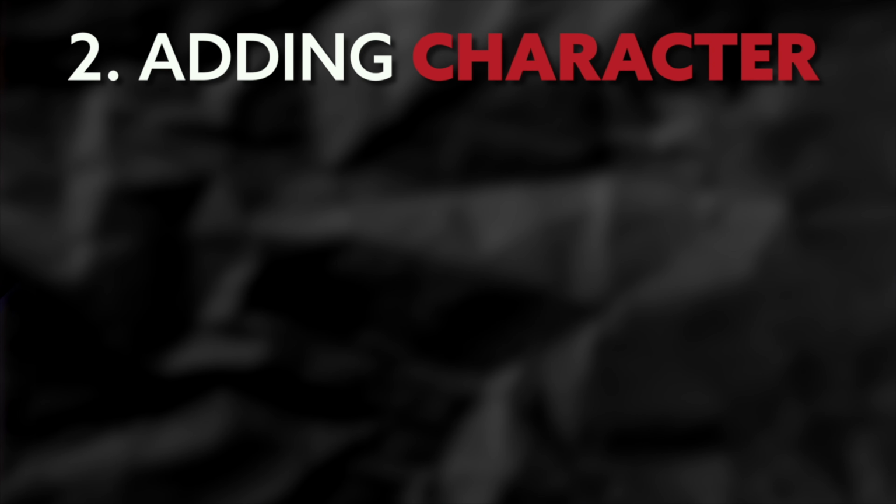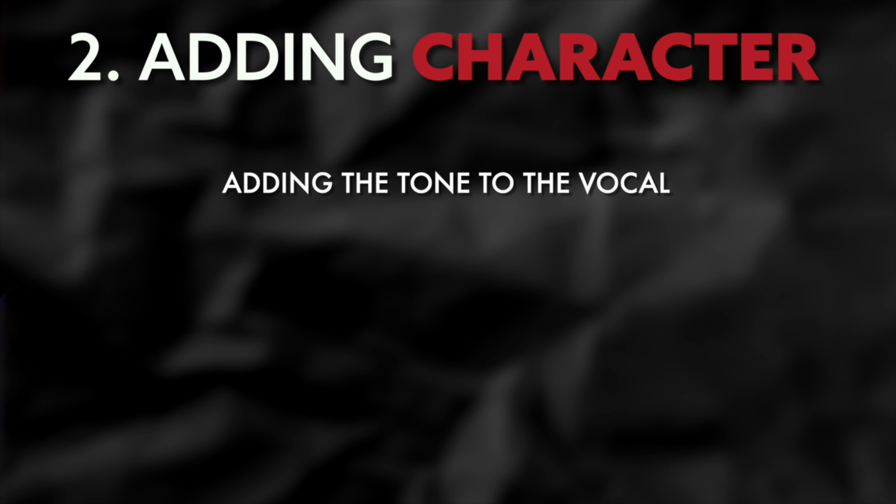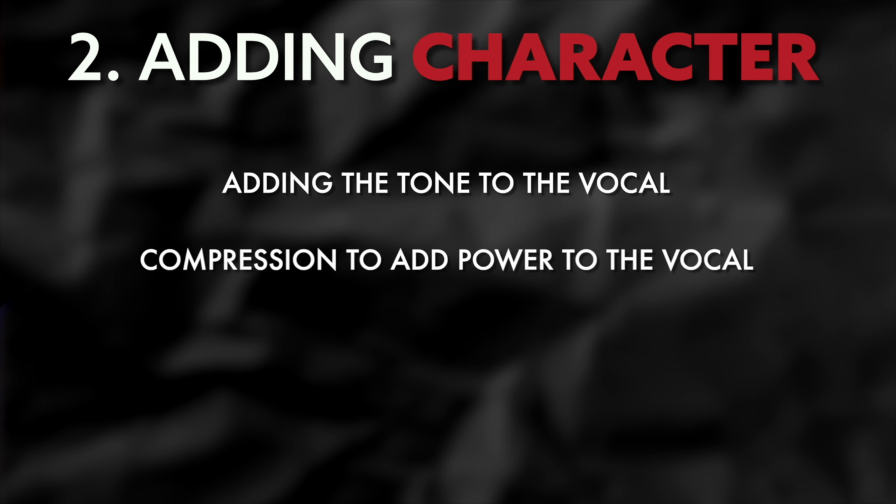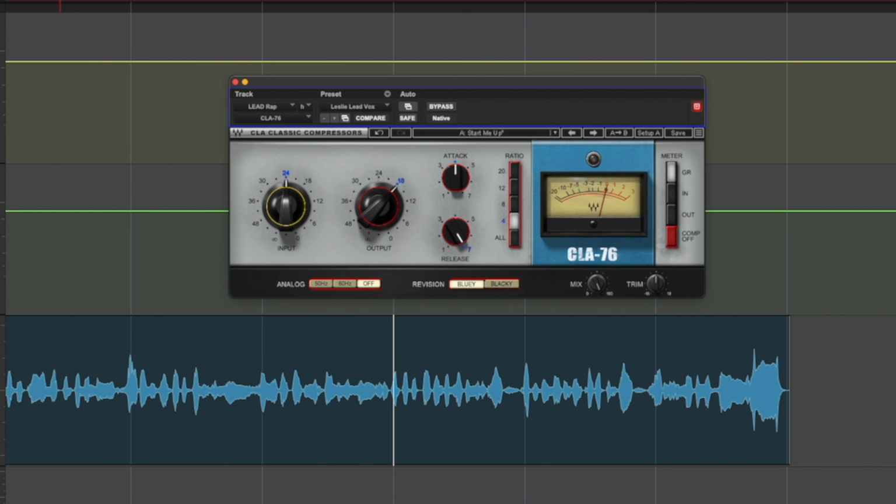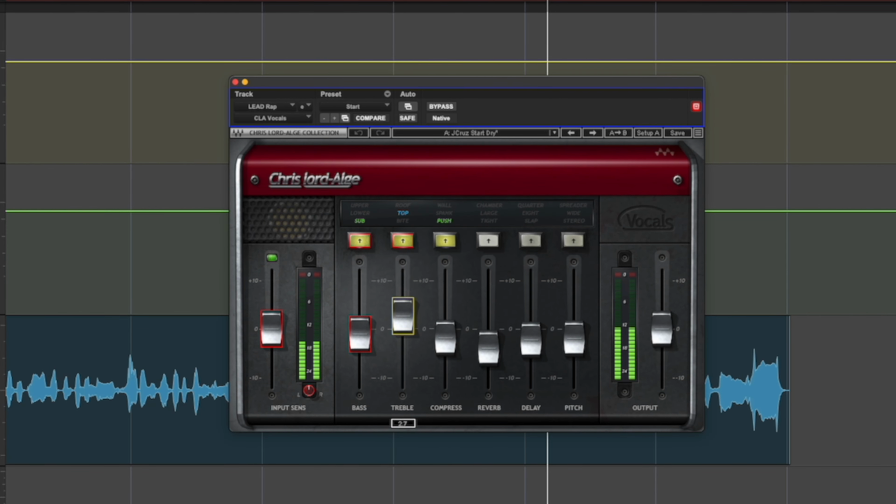Now, step 2 is adding character. Here, we'll be adding some more compression to get the tone that we're after and really make that vocal front and center in the mix. We can also add some tasteful EQ and saturation to enhance the vocals at this point.